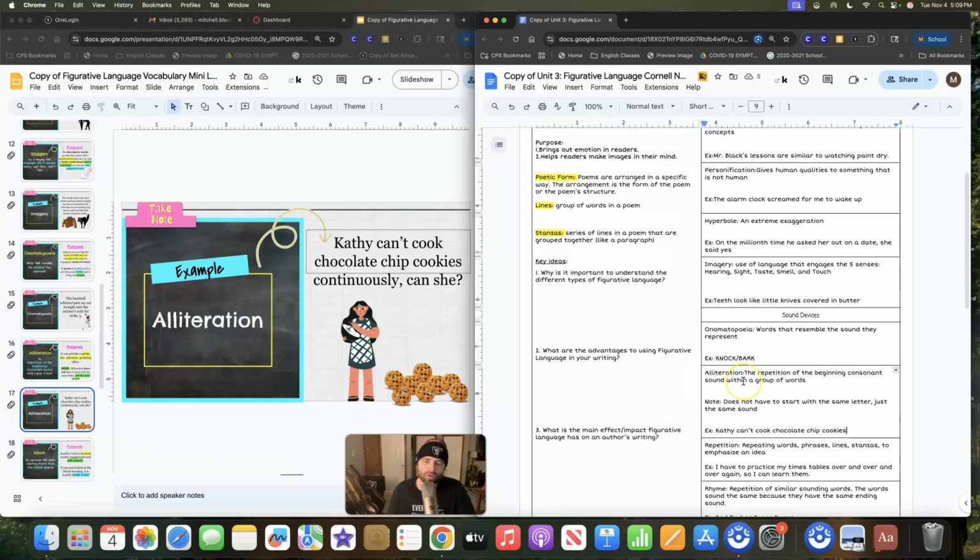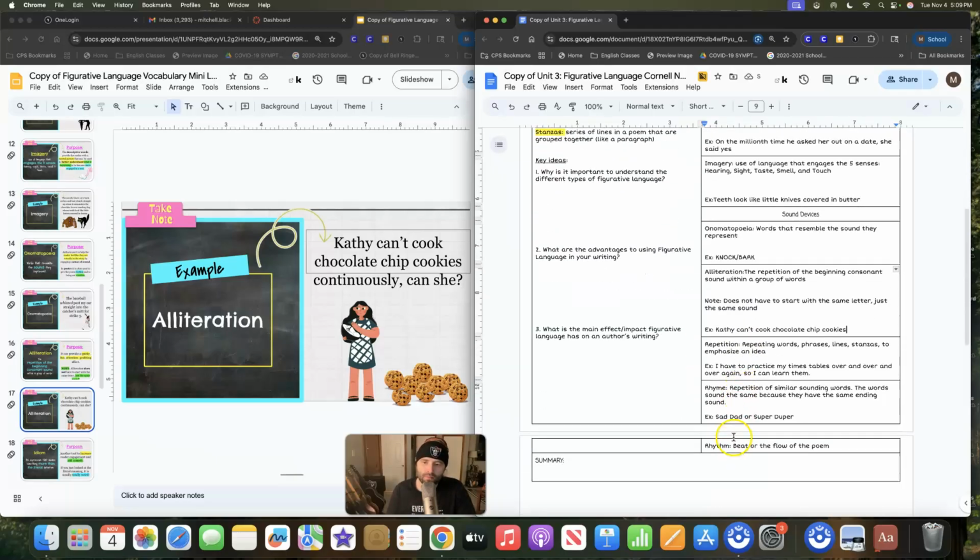Okay, so we also have repetition, rhyme, and rhythm as part of our sound devices. Repetition is repeating sounds. Anytime you repeat one word, one phrase, one sentence, it is repetition. So I have to practice my times tables over and over and over again so I can learn them. Over and over and over is repeated there. Rhyme is repetition of similar sounding words. The words sound the same because they have the same ending sound. So sad dad or super duper.